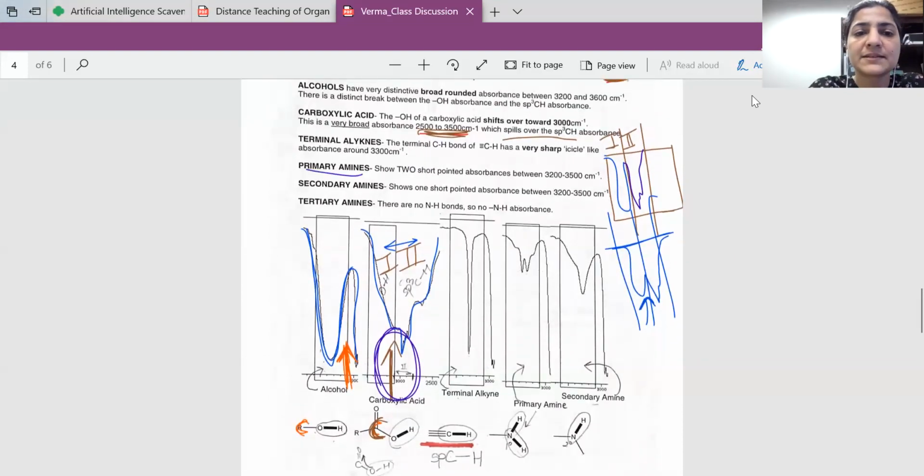Your primary amines and secondary amines, as well as tertiary amines, there are no NH bonds in tertiary amines and hence no absorbance in this region for tertiary amines, which will help you differentiate between tertiary amines and the other amines. The terminal alkyne has a icicle-like peak, like in here.